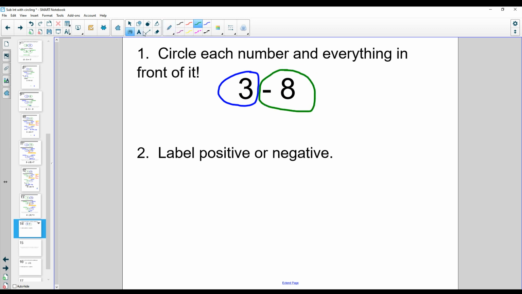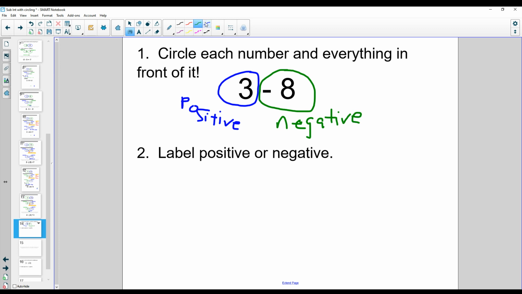So now label positive or negative. 3. Is 3 a positive integer or a negative integer? It is a positive integer. Now, -8 is like -8. Is that a positive or negative? It is a negative integer. So now it is time to solve this.